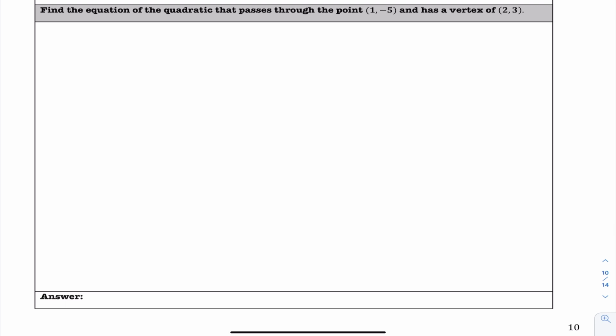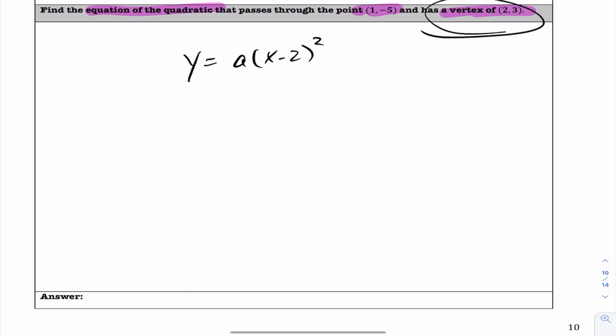So for this question here, they want us to find the equation of a quadratic that passes through the point 1, negative 5 again, but now it has a vertex at 2 and 3. So because they're giving us the vertex here, I'm going to go to vertex form. So I need to put a quadratic in that has a vertex at 2 and 3. That would be this quadratic here. Once again, I need to find that a value, so I'm going to sub the point in. So my point here is negative 5 for my y value, and my x value is going to be a 1 here.